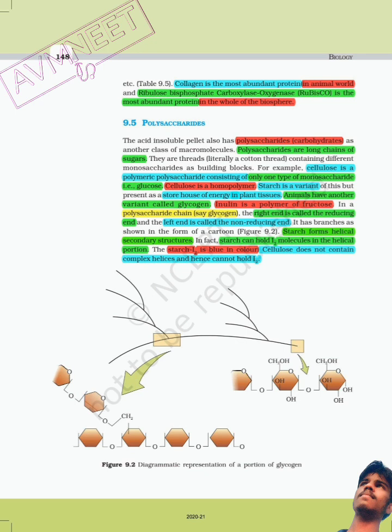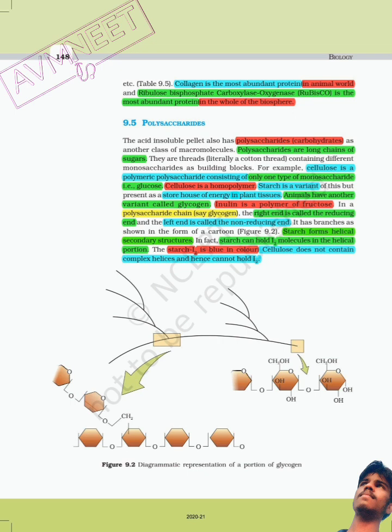9.5 Polysaccharides. The acid-insoluble pellet also has polysaccharides as another class of macromolecules. Polysaccharides are long chains of sugars. They are threads containing different monosaccharides as building blocks. For example, cellulose is a polymeric polysaccharide consisting of only one type of monosaccharide, that is glucose. Cellulose is a homopolymer.